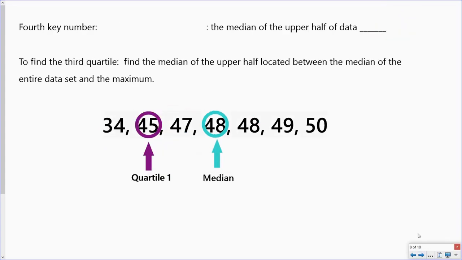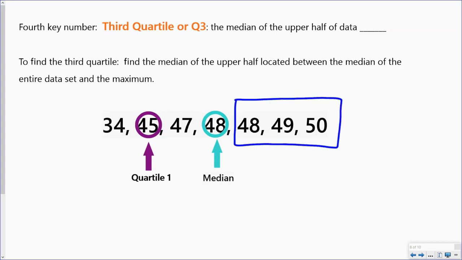My fourth key number is the third quartile, or Q3. This is the median of the upper half of the data. I'm going to do the same thing as before. I'm just going to look at the upper half of the data here and find the median of that. I cross off until I get to the middle, and it looks like 49 is the middle there. So my third quartile is 49.